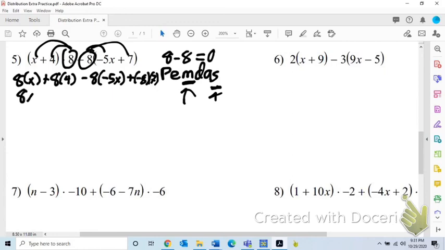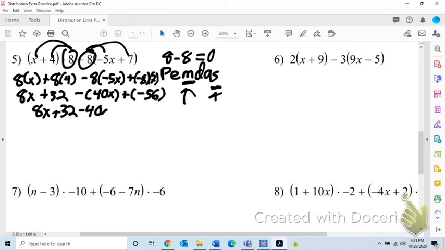So 8 times x is 8x. 8 times 4 is 32. Bring that negative down. 8 times negative 5x is negative 40x. Plus 8 times 7 is negative 56. That gives me 8x plus 32 plus, it's actually plus 40x, minus 56. We then rewrite everything.